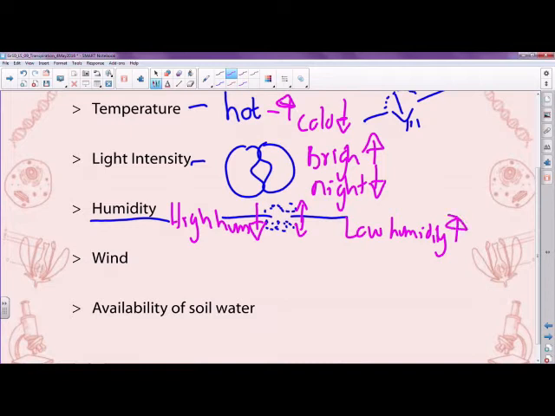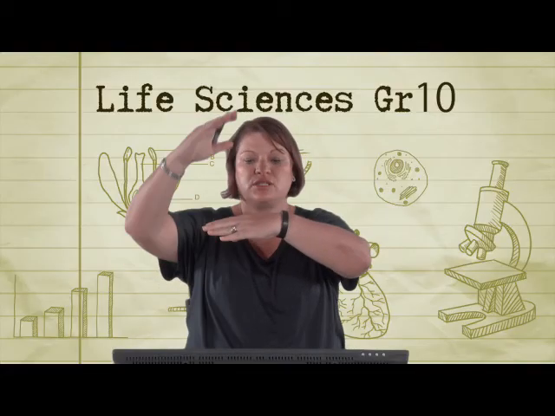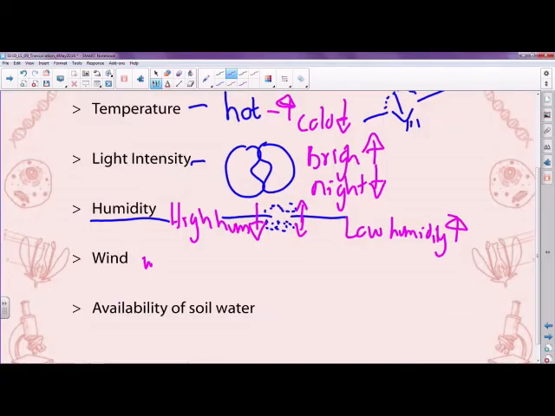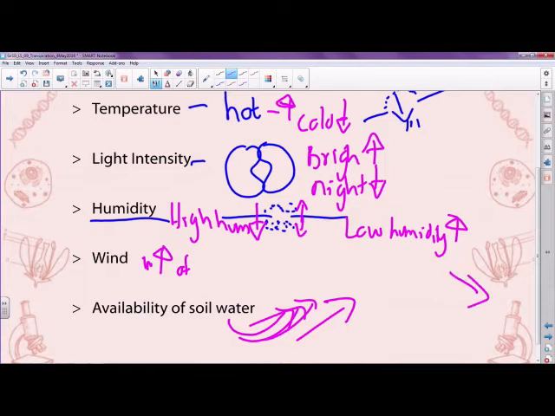Wind: imagine the water comes out and the wind just blows it away, so the water is going to keep being replaced. So lots of wind is going to cause an increase in the rate of transpiration. And the last one we're going to look at is availability of soil water. If the water keeps on moving into my plant from my soil, it's going to keep going out. So the more soil water I have, the greater the rate of transpiration.